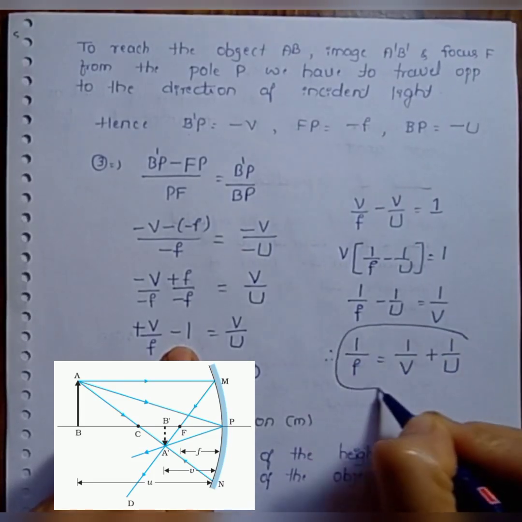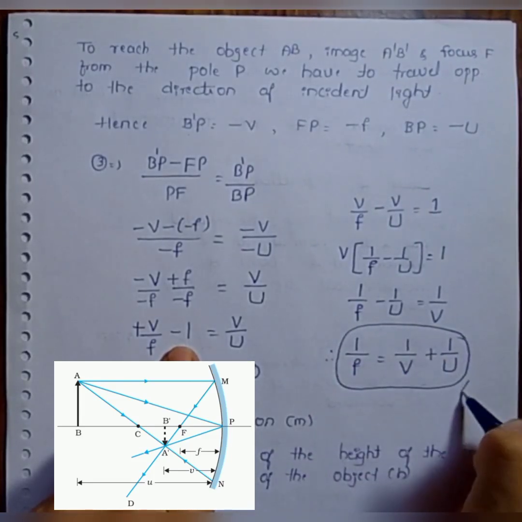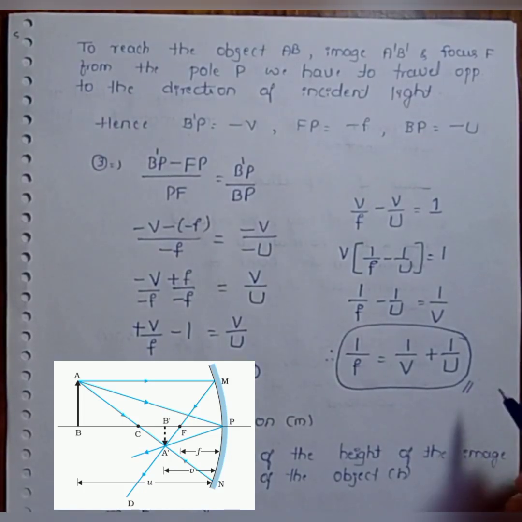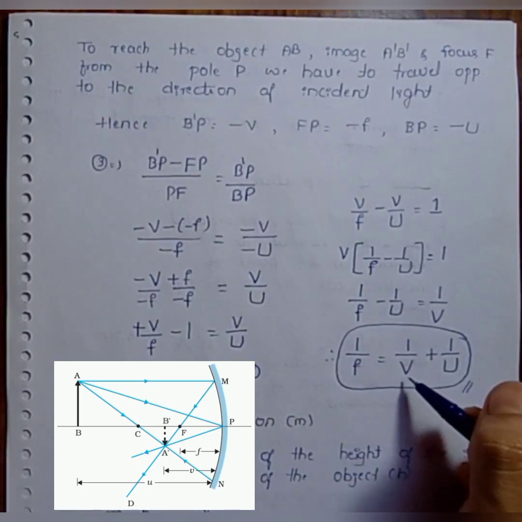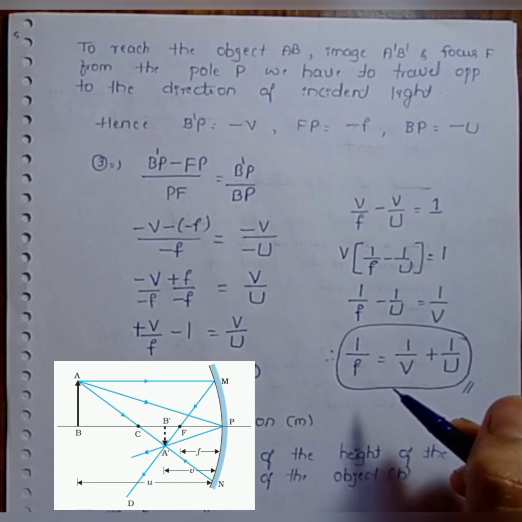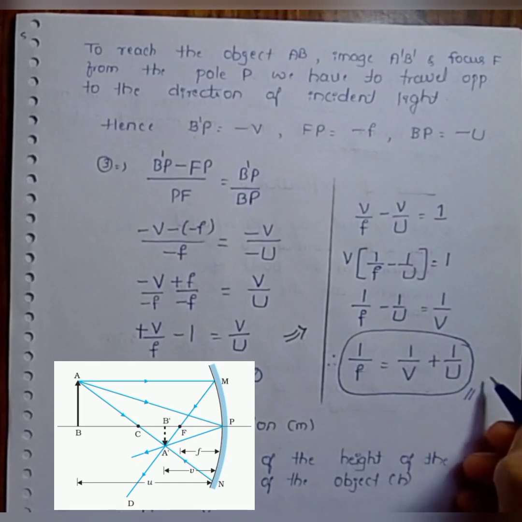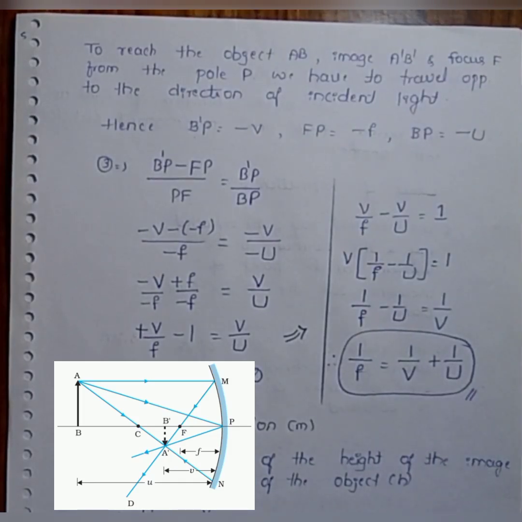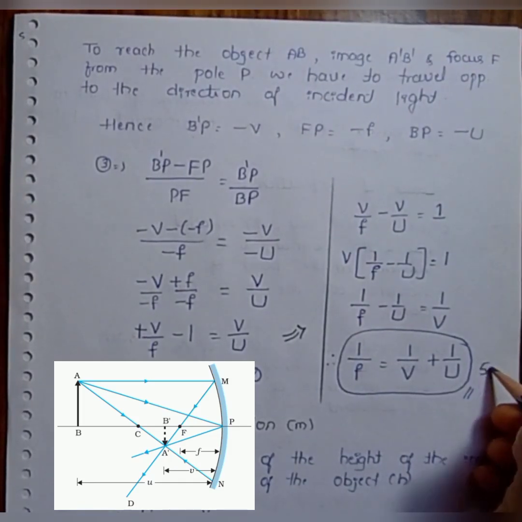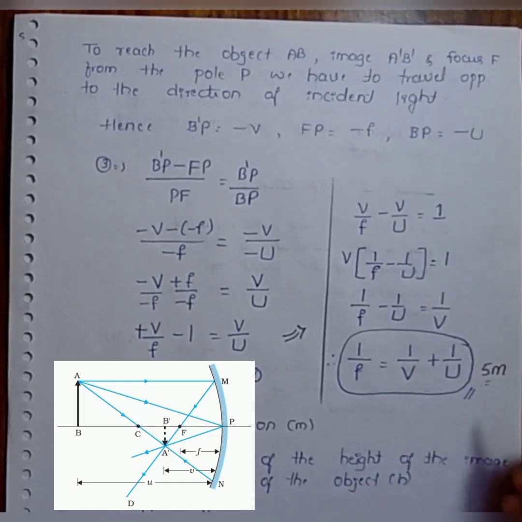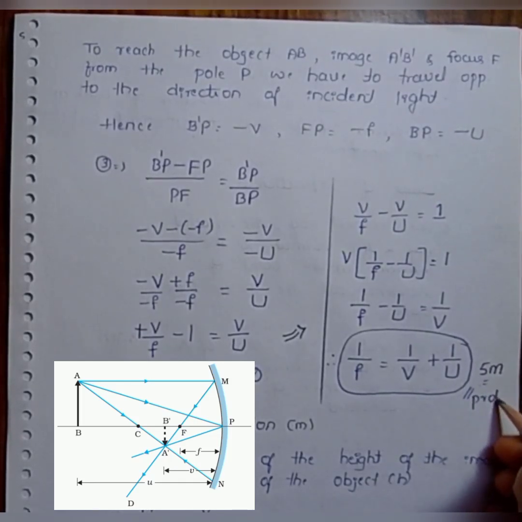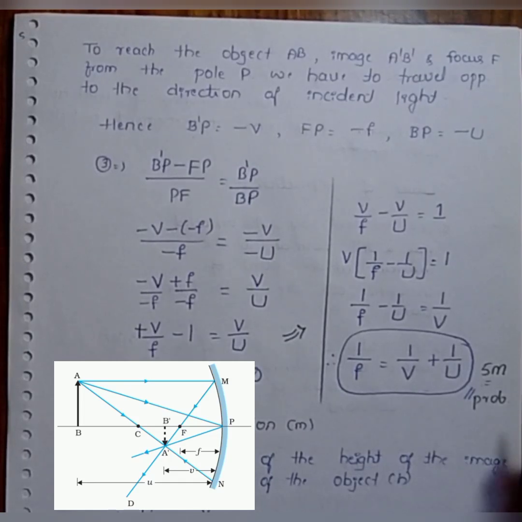This one is the expression for the mirror. That is the mirror equation, and it is also called the relation between v, u and f. This derivation is very important for 5 marks. This mirror equation is very important for the 5 marks derivation and also for the problem part. They will ask problems mainly from this equation.